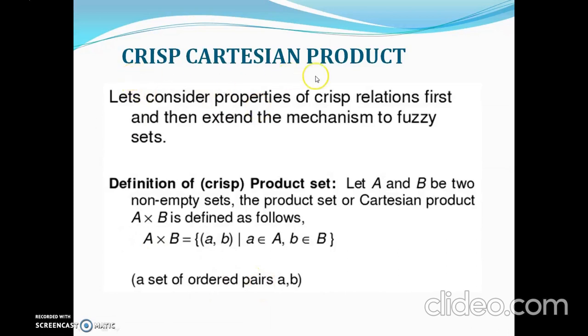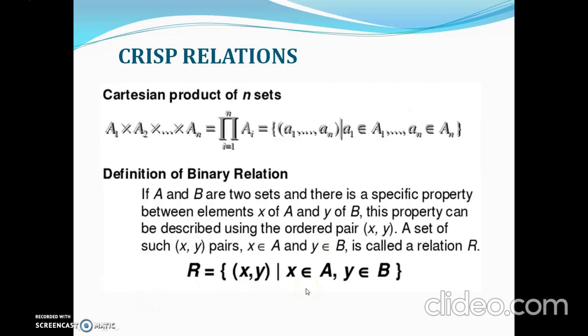Consider the crisp Cartesian product. Take the crisp Cartesian product. I have elements a in A: a belongs to the capital A set, b belongs to the capital B set. Then A cross B gives the ordered set of pairs (a, b). You can represent the Cartesian product in this format. Instead of 2 sets, you can combine n sets, with the constraint that a1 has to belong to the capital A1 set, a2 belongs to the capital A2 set, an belongs to the capital An set.